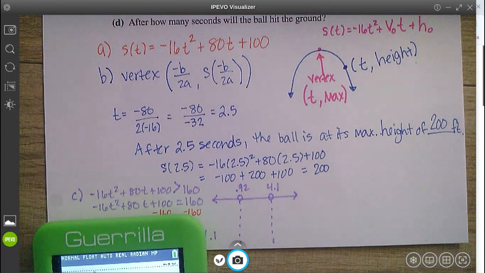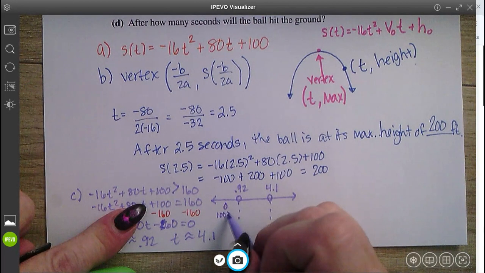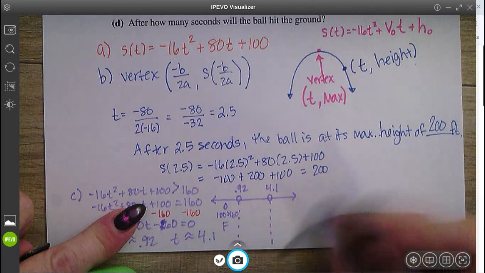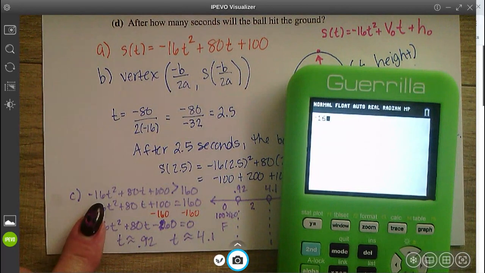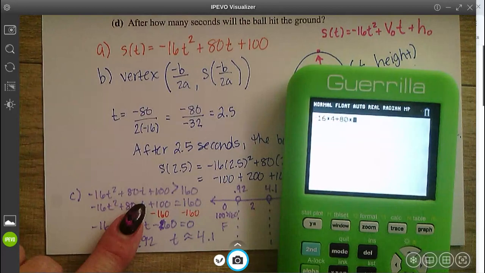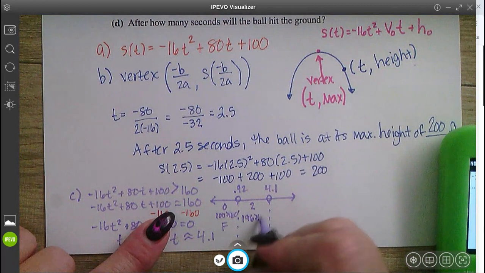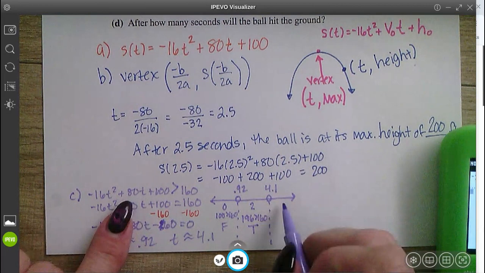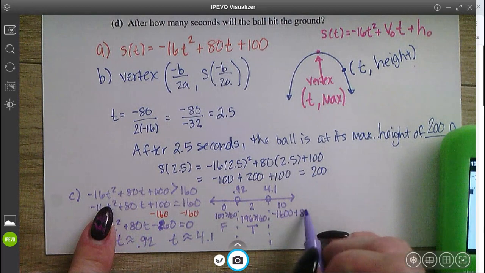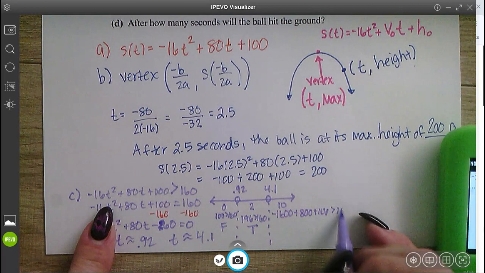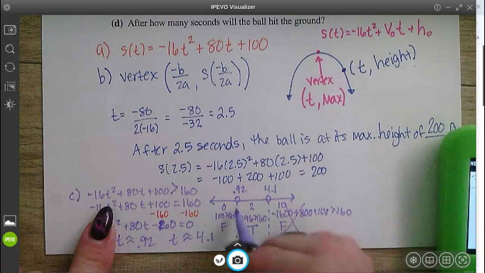How will I know? So I could choose 0 here, and that's going to give me 100 is greater than 160, which is false. I could pick 2 here. So negative 16 times 4 plus 80 times 2 plus 100 gives me 196. 196 is greater than 160, so that is true. And then if I pick 10 here, negative 1600 plus 800 plus 100 is greater than 160, which is false because that's negative 600 and something. So that is false there.